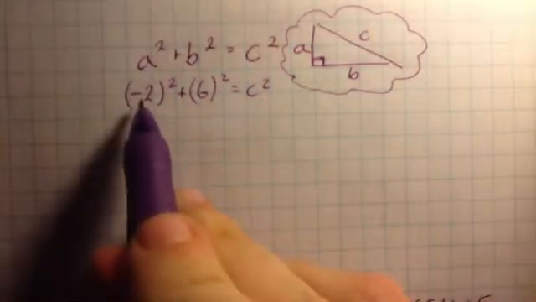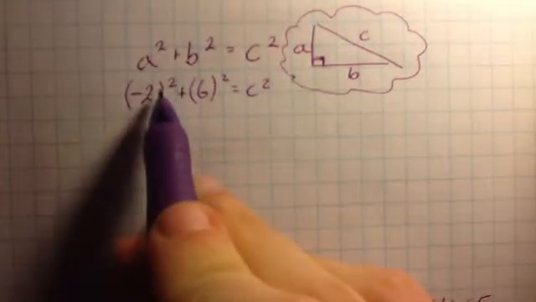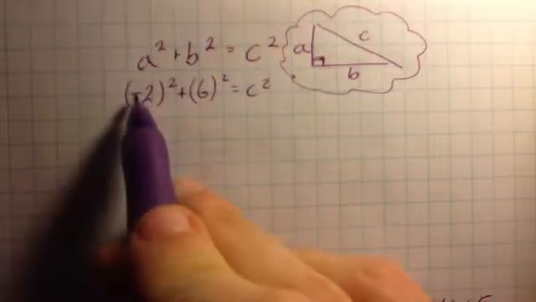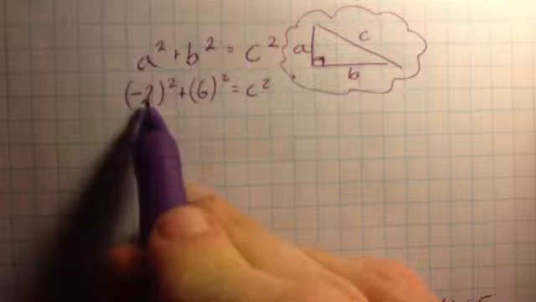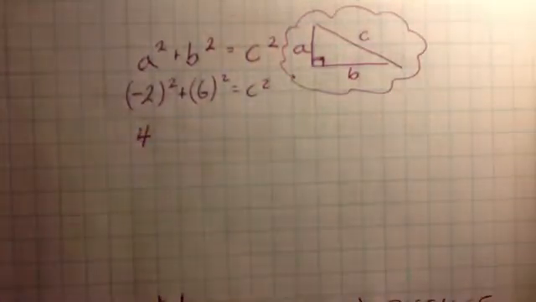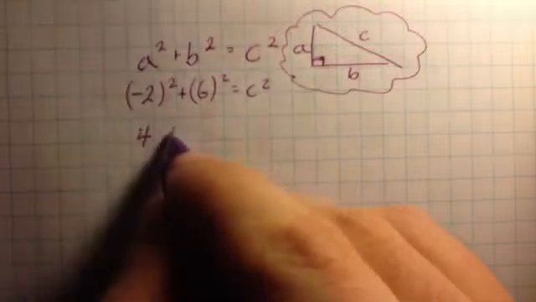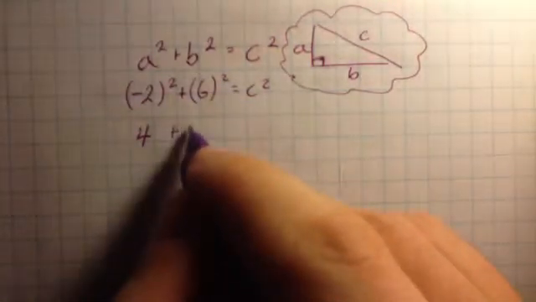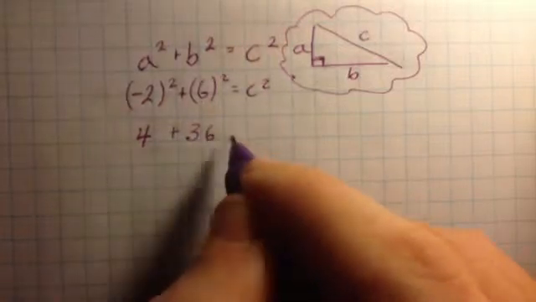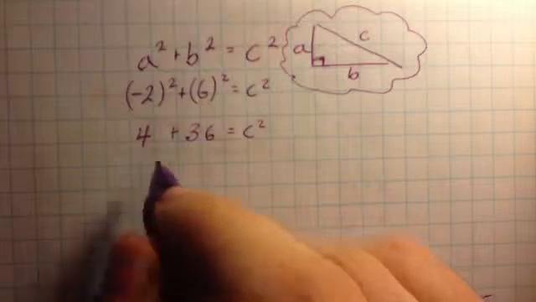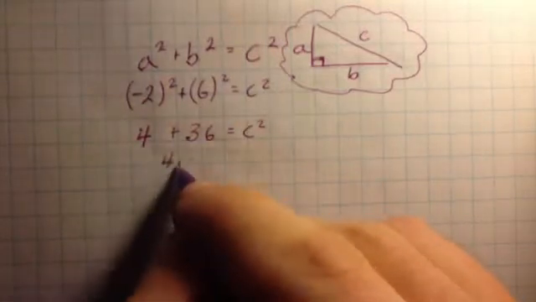Okay, so -2 squared. This is tricky. Remember, when you square a number, you're multiplying it by itself. This is the same as -2 times -2, which is +4, right? A negative times a negative is always a positive. It's 4 plus 6 squared. 6 times 6 is 36, okay, equals c squared. 4 plus 36 is 40.